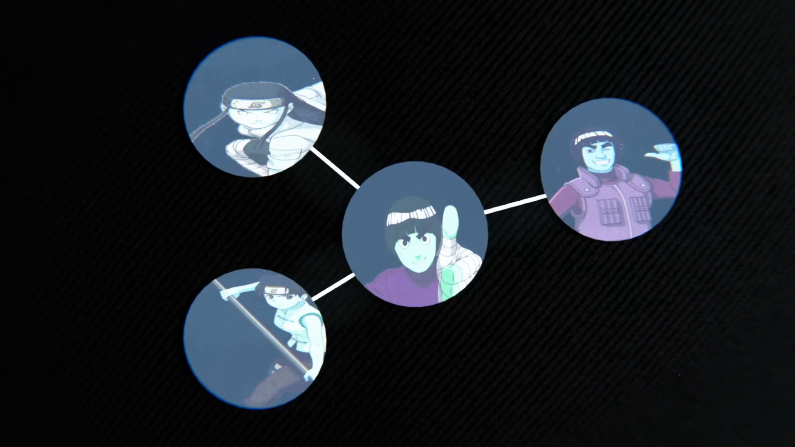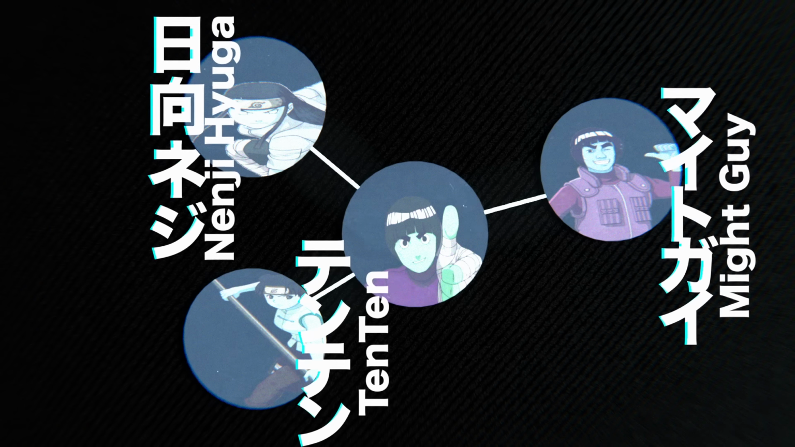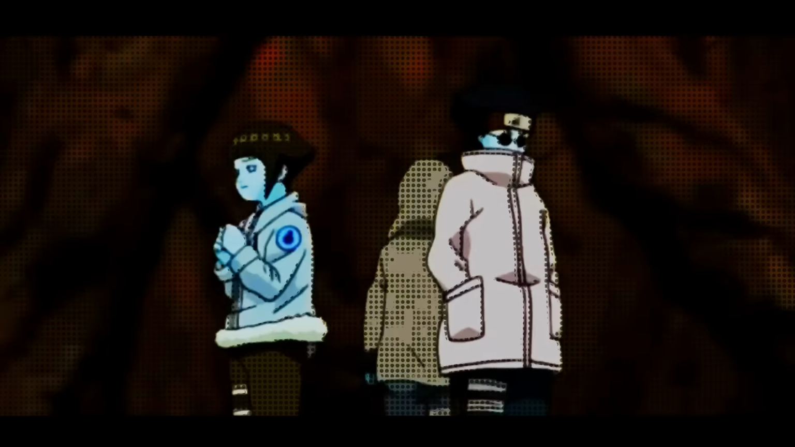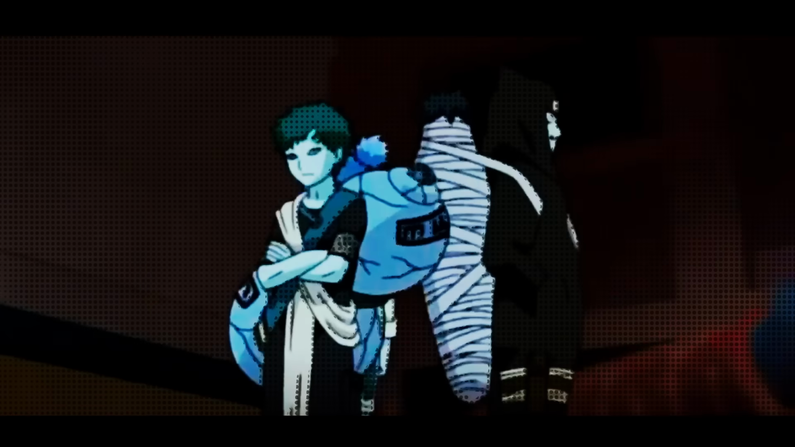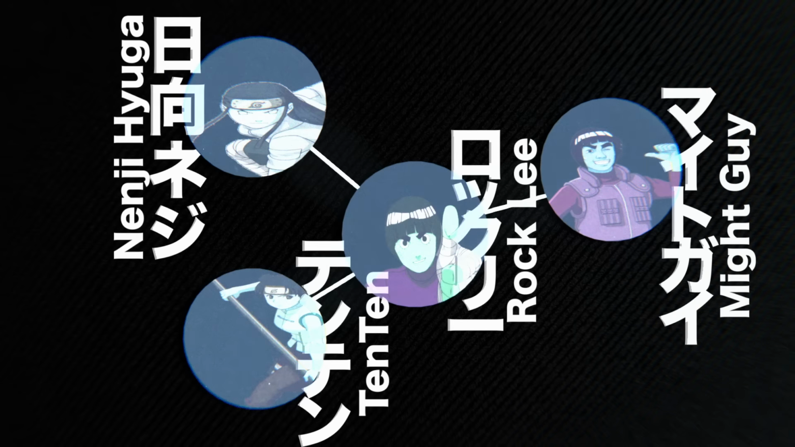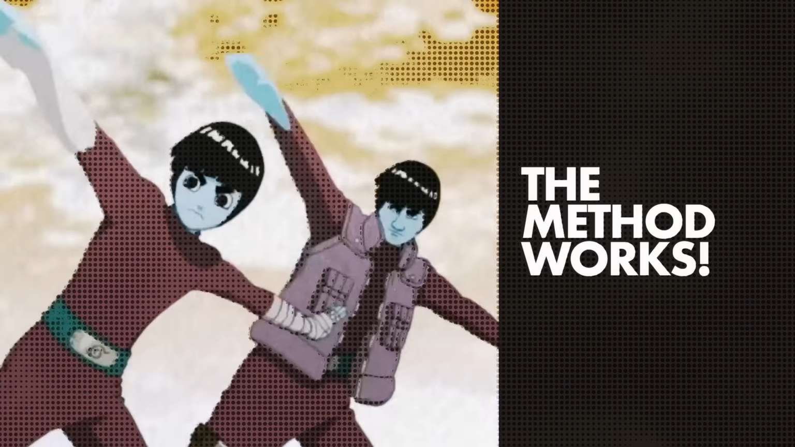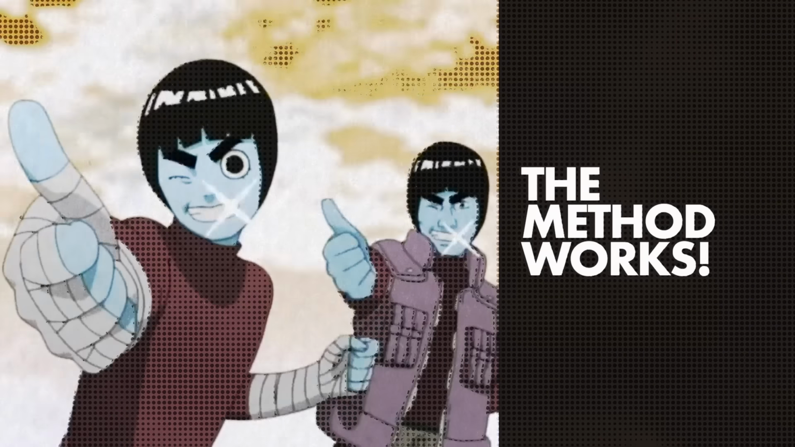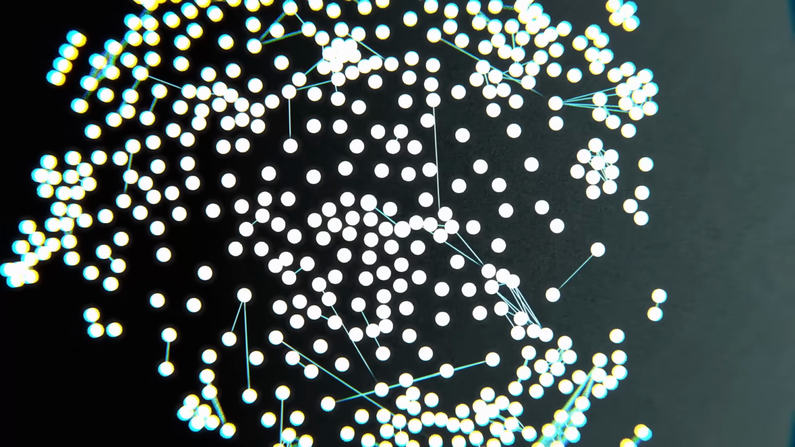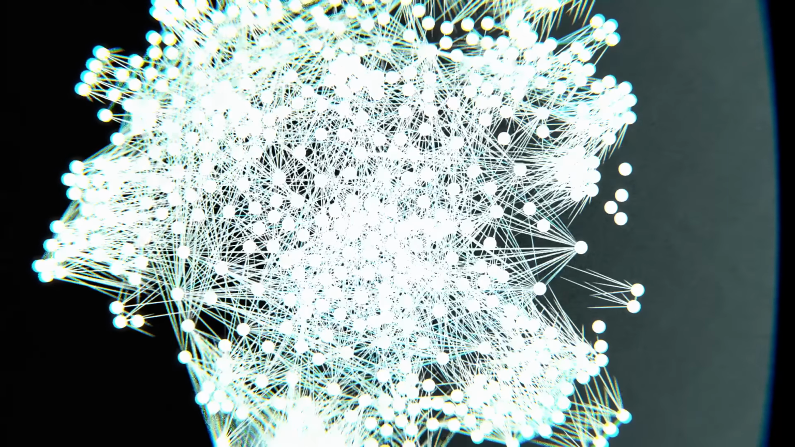For Rock Lee, that'd be these three characters: Neji Hyuga, Tenten, and Might Guy. Now, if you don't know, Naruto is, loosely speaking, a show about schools for ninja students. Each class has 3 students and 1 teacher, and that's exactly what we're seeing here. Rock Lee, Neji, and Tenten are all students of Might Guy. Which is great. It's always important to do a sanity check like this. Our method of building the network, while crude, is showing real and meaningful relationships that actually exist in the show.